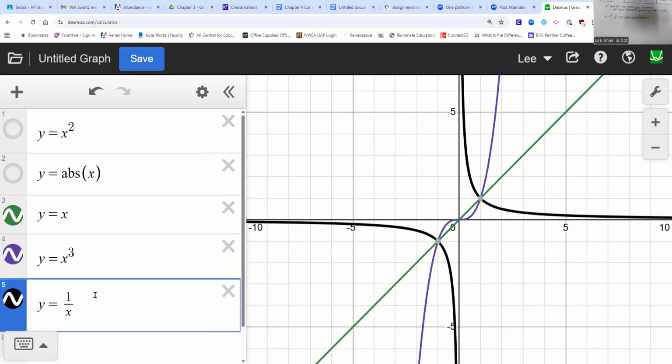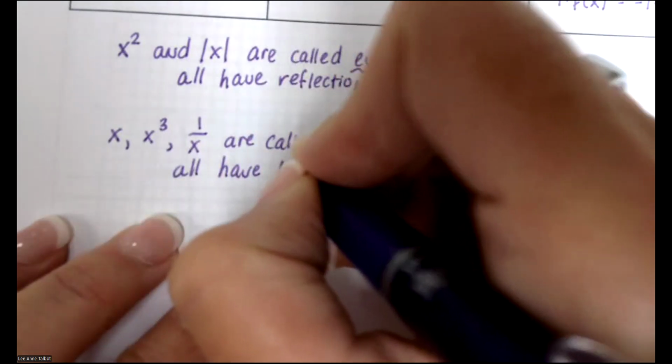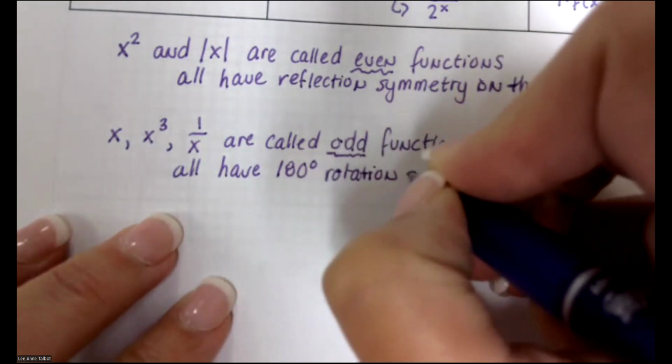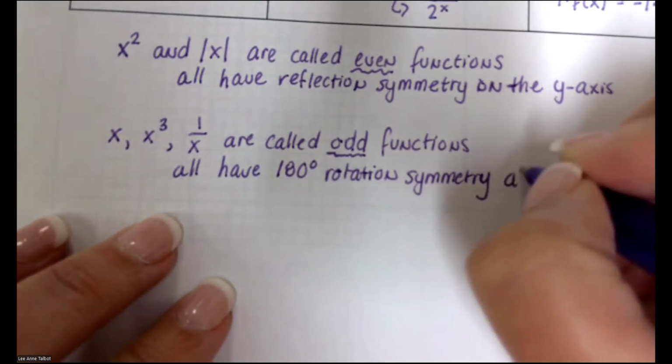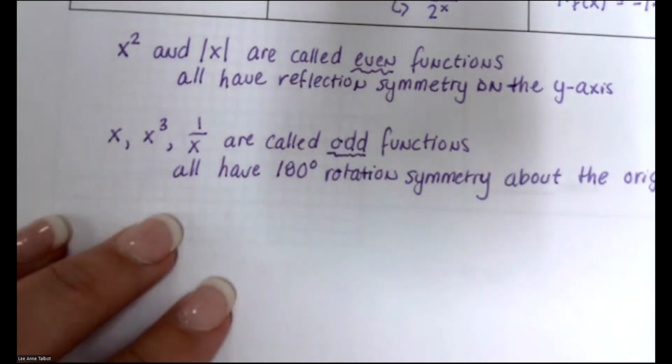Rotation. Okay, these guys have rotation symmetry. Okay, what kind of rotation symmetry? What degrees? 180 around the origin. Nice. You have all redeemed yourselves. Excellent. Okay. All have 180-degree rotation symmetry about the origin.